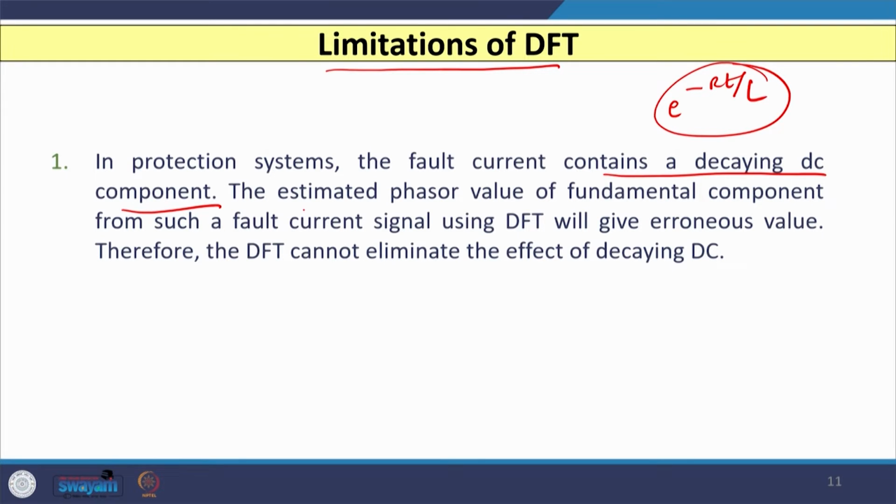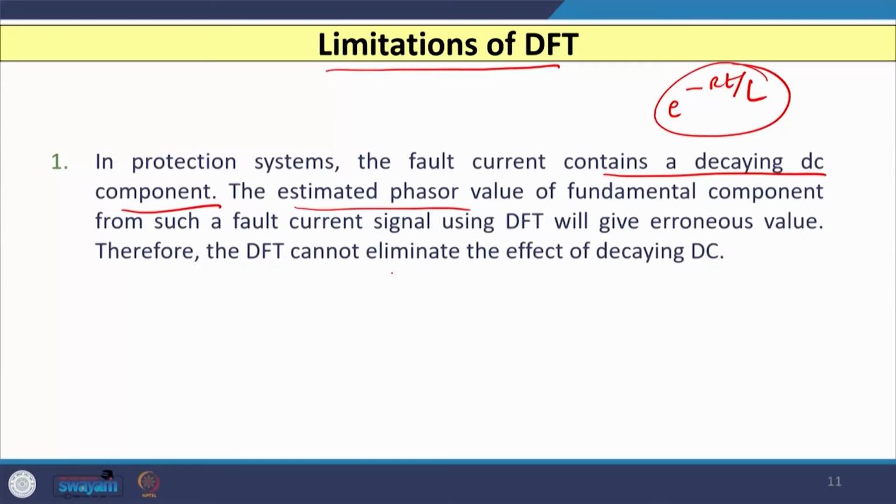So, in this case, if the phasor value of the fundamental component is estimated using either full cycle DFT or half cycle DFT, then you may not get an accurate result. So, we can say that neither the full cycle DFT nor the half cycle DFT algorithm is capable of eliminating the effect of the decaying DC component if it is present in the acquired signal.